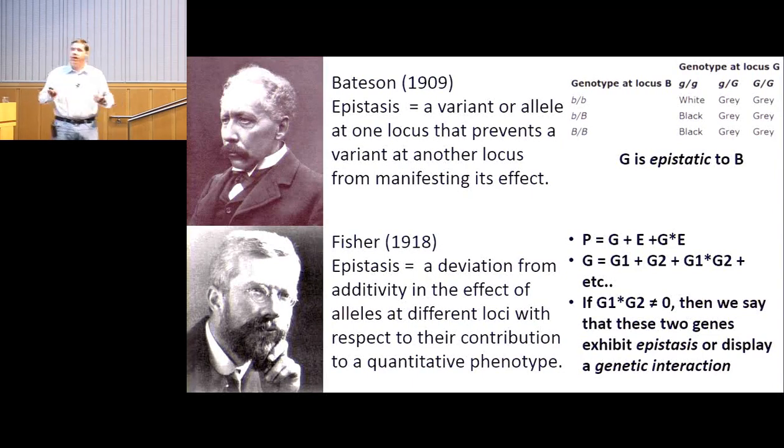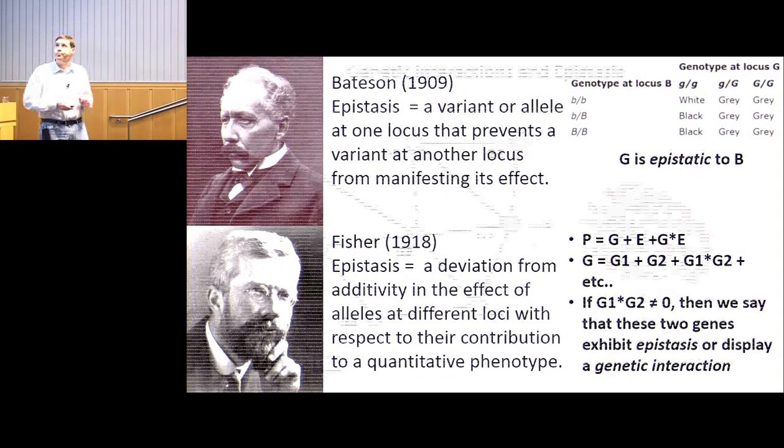And if that interaction term doesn't equal 0, then you have epistasis, or genetic interaction between the two genes. So for the rest of this part of the talk, I'm going to focus on this Fisherian model, but we're going to come back to Bateson.